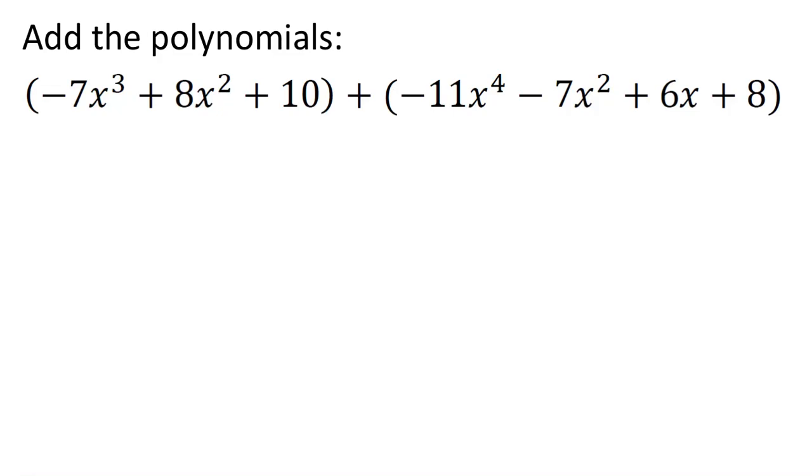All right, for this one, we're going to add these two polynomials. We got a trinomial there in the first one. I guess there's probably such a thing as a quadrinomial. I don't know that for sure, but we'll just call this one a polynomial right there. 4 terms in the parentheses.